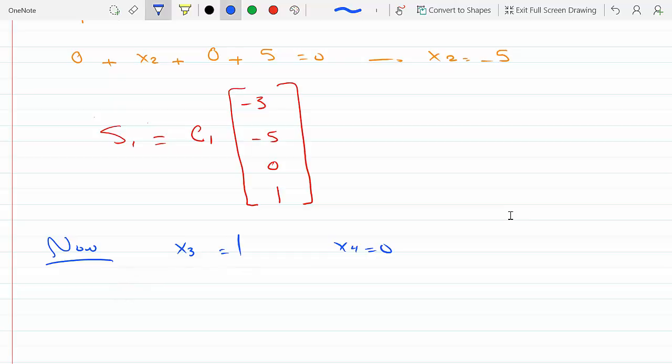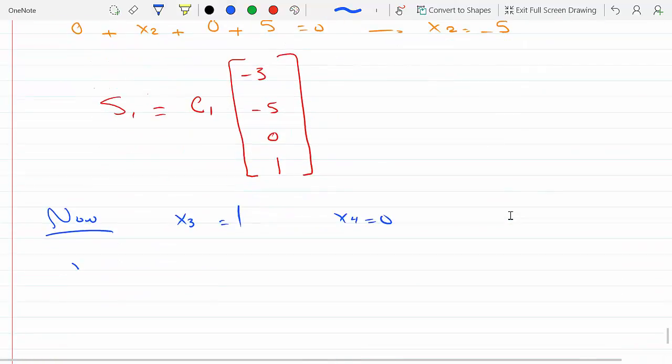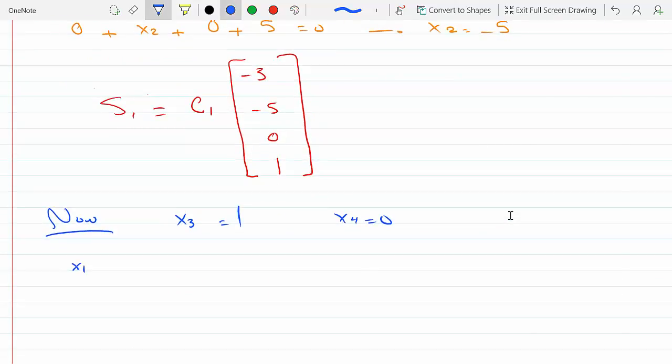These are the free variables here. So that means if I go to equation number 1, x1 plus 0x2, which is 0, plus 2x3 plus 2 times... plus 3x4, which is 0, equals 0. So that makes x1 equal -2.